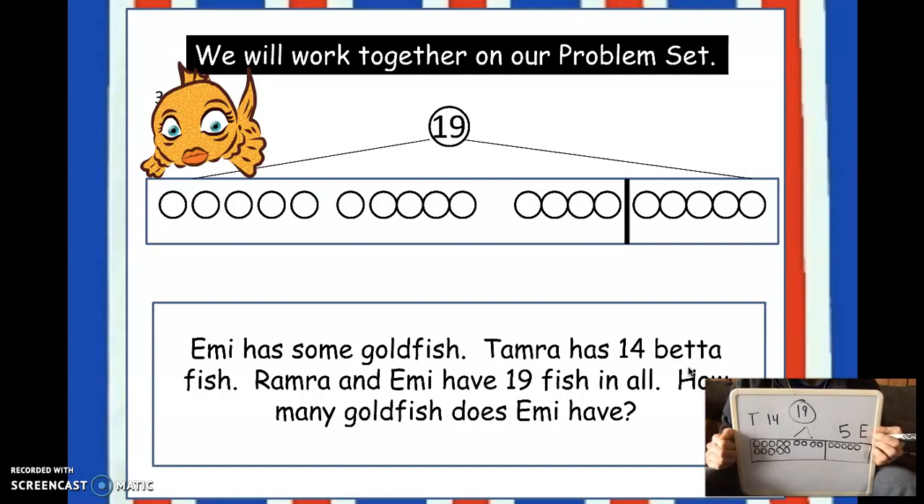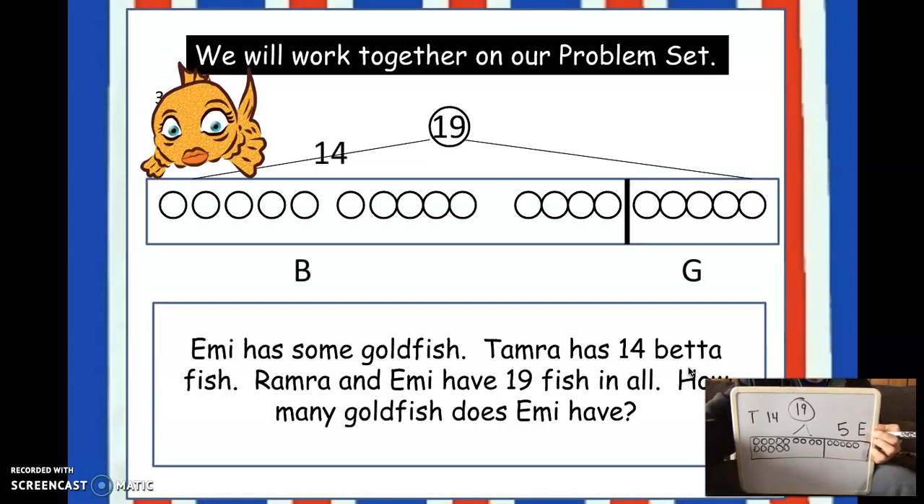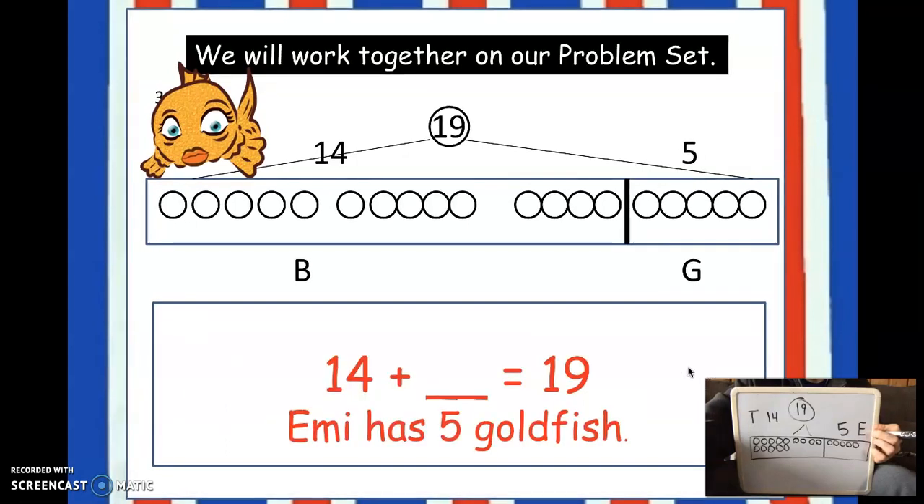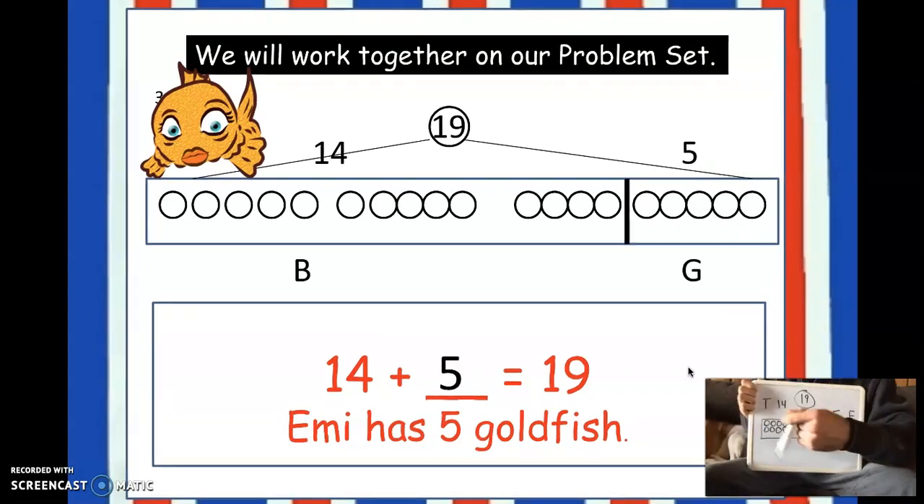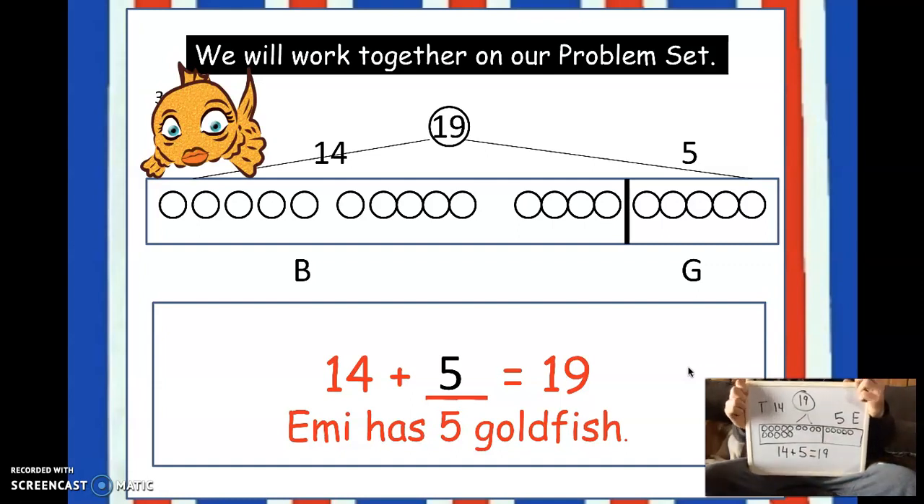So take a couple seconds and write down the number sentence that you think is going to go along with this problem, and then check it with mine once I write it. All right, our number sentence is, we had Tamara with 14 fish plus Emmy's 5 goldfish to equal 19 total fish. 14 plus 5 equals 19.